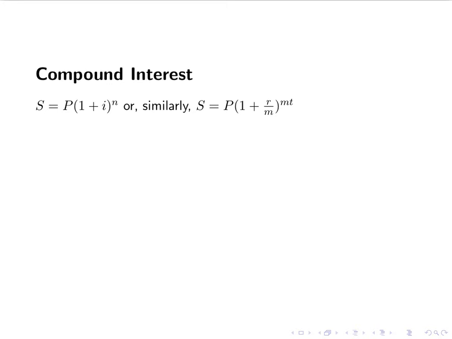So it's S equals P times (1 plus i) to the n, or S equals P times (1 plus r over m) to the mt. So i is just r divided by m, and n is just mt. So it's the same equation, and we're going to think really of t like our variable, so this is an exponential. So it's really continuing from before.